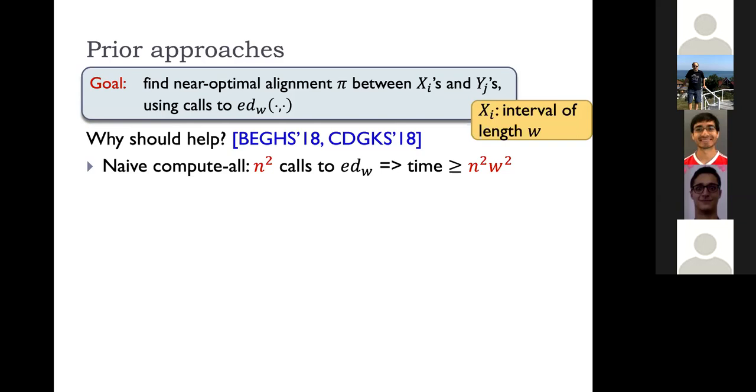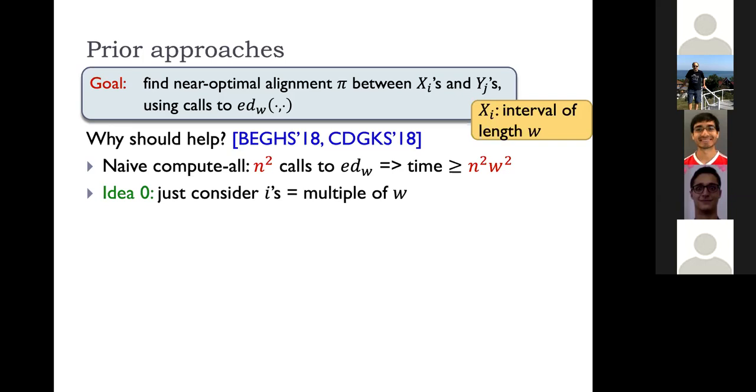EDW primitive. And this means, at the moment we don't know how to compute the distance between strings of length w any faster than quadratic still. This means that the total time is something like n squared w squared. And this is much worse than what we started with. Okay, so here is idea 0.